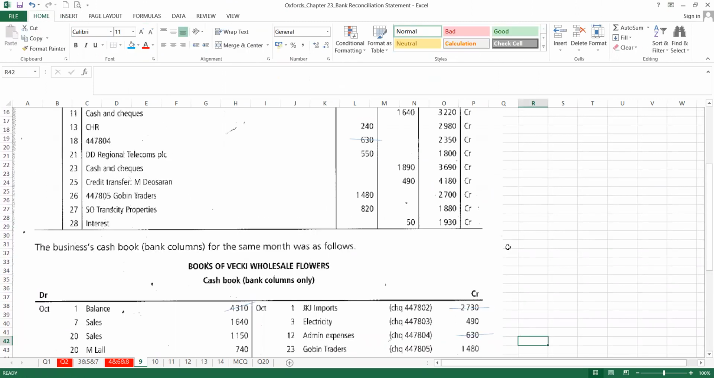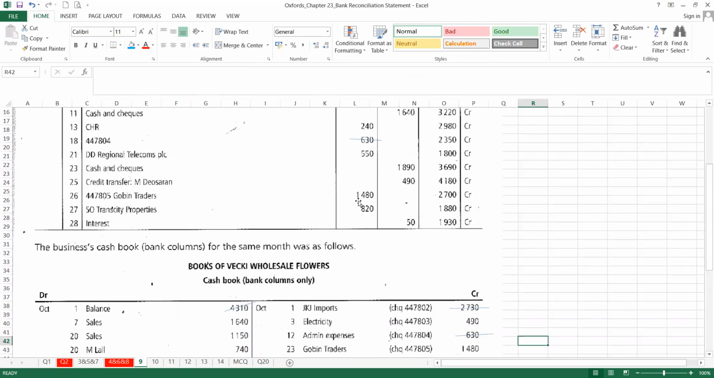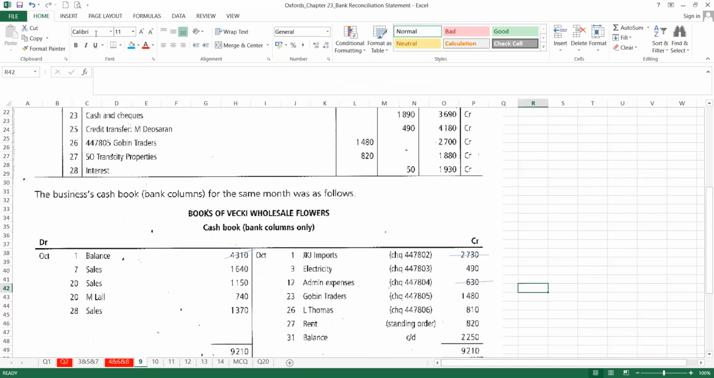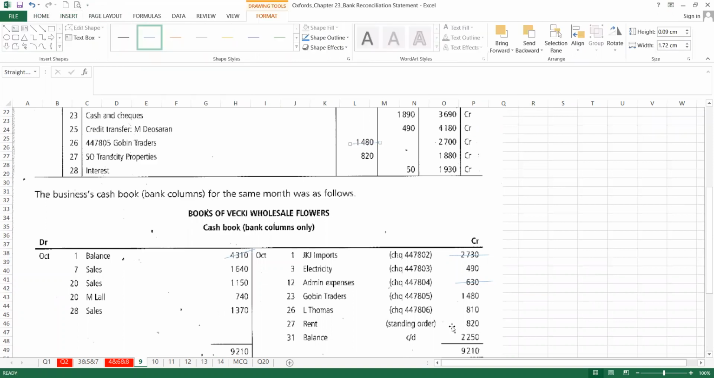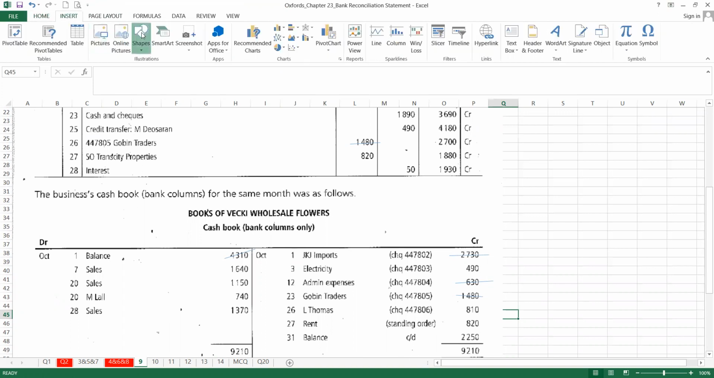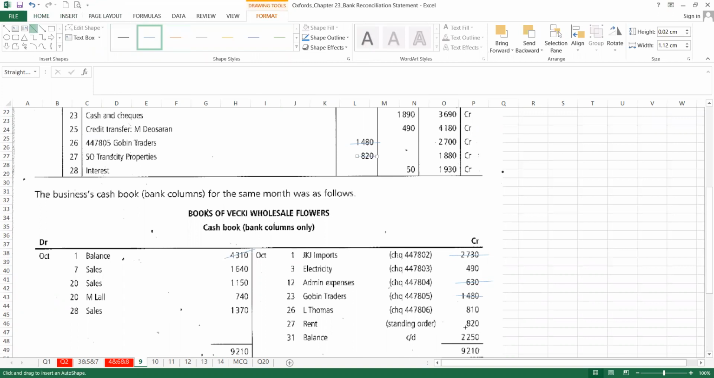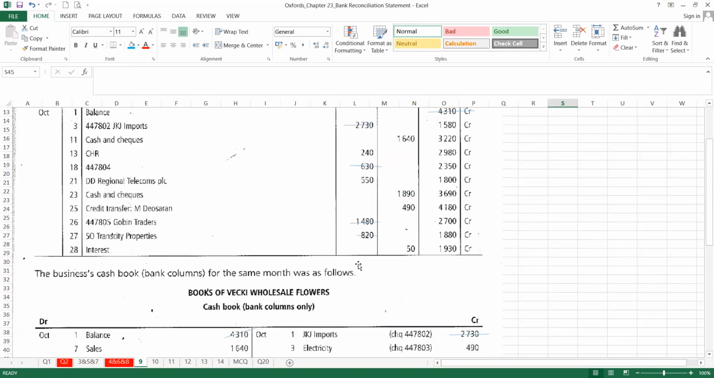Okay, now next is 550. Here don't have 550. So 1480, 1480. So that means they are the 1480. Okay. Now the next is 820. Okay, so done the credit in the cash book and debit in the bank statement.